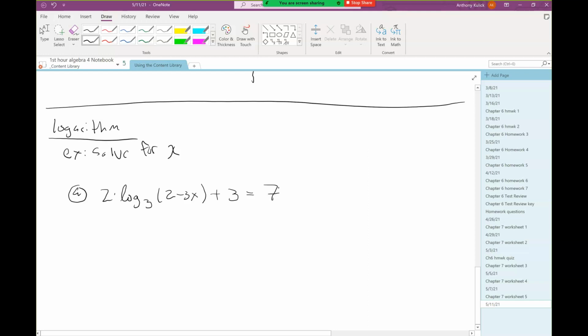Okay. So let's say we have this logarithmic equation: 2 times log base 3 of (2 minus 3x) plus 3 equals 7. The plan here for an equation like this, where you just have one logarithm in it, is going to be to get that one logarithm by itself on one side of the equation. So I'll start by subtracting 3 from both sides.